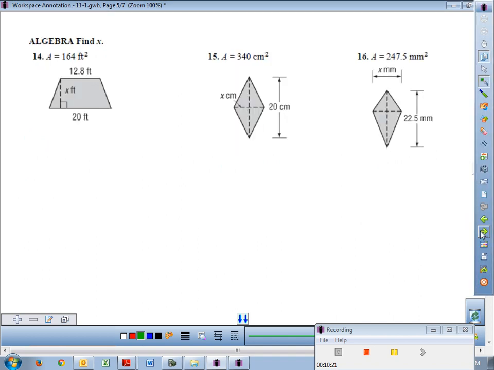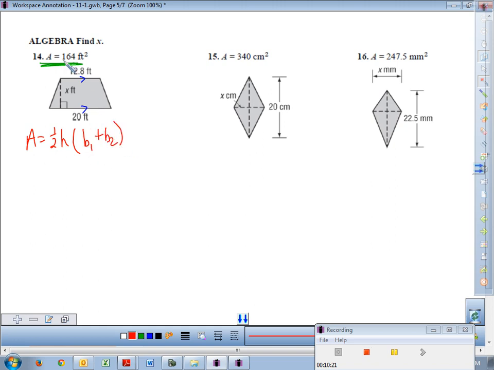Now, on the back side, they give you the area of the shape and some ingredients. They want you to find the missing ingredient. Well, you're going to have to assume that that's a trapezoid. They don't really tell you it's a trapezoid, but it appears to be a trapezoid. They should have that marked in the picture. But you start with the formula: area equals 1/2 times height times base 1 plus base 2.